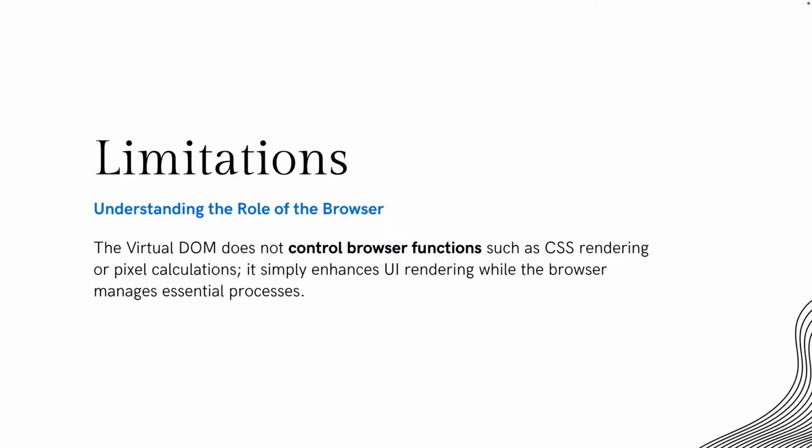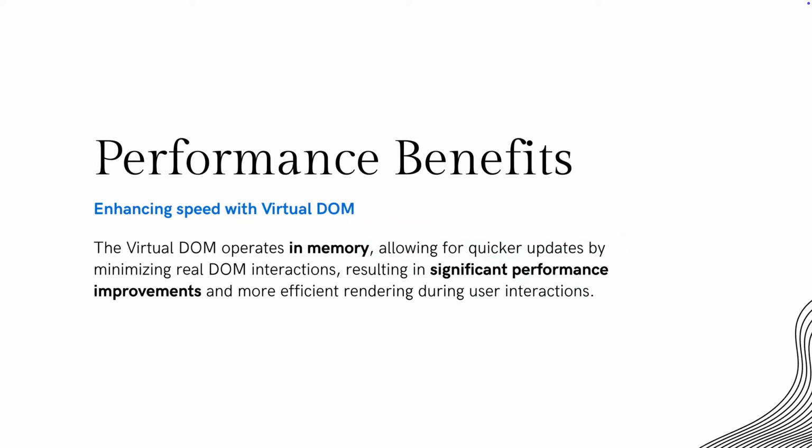Let's understand what virtual DOM does not do. Virtual DOM does not control the browser, handle CSS rendering, or calculate layout of pixels. These responsibilities belong to the browser. React and browser work together. So you might be thinking, why does virtual DOM improve performance? Virtual DOM improves performance because it works in memory. It reduces real DOM operations. It applies minimal updates. Performance is a result of smart design, not magic.